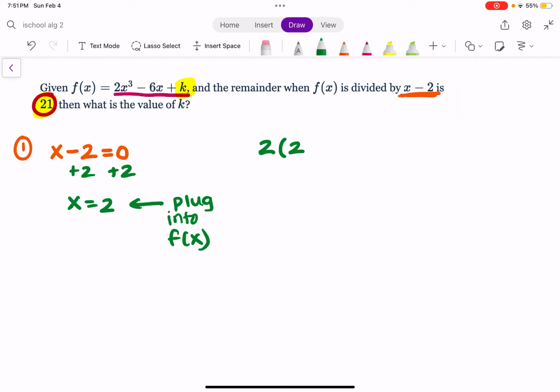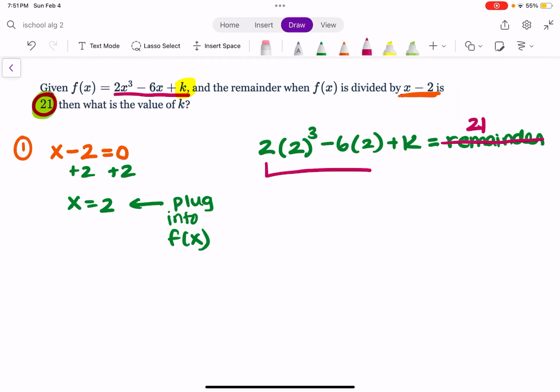So we have 2 to the power of 3 minus 6 parentheses 2. I don't know what k is, but remember, this always equals the remainder. What you get when you put in your calculator is the remainder. And in this case, we actually know the remainder. The remainder is 21. So I can just say this is equal to 21. So now I have an equation and I can solve for k.